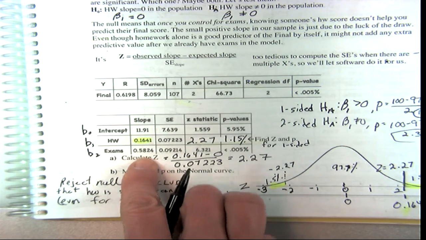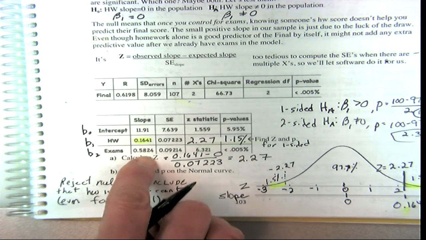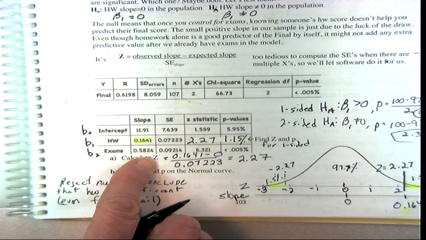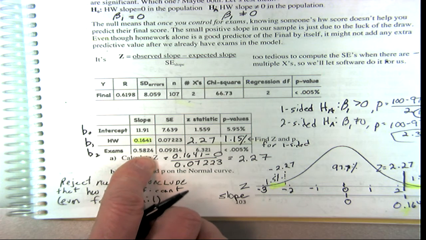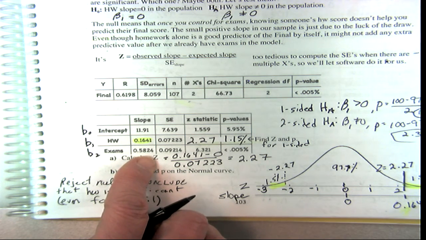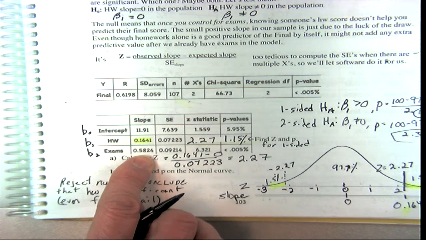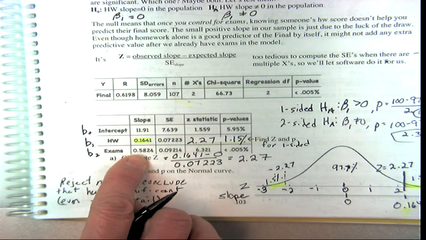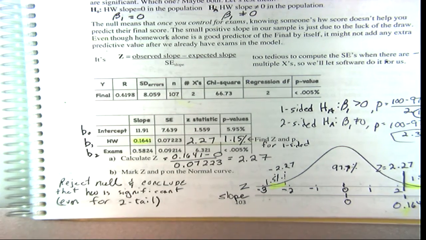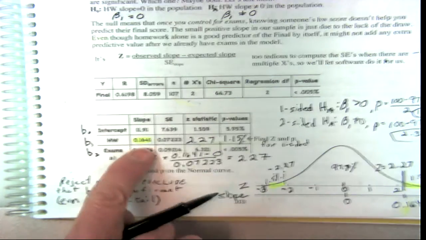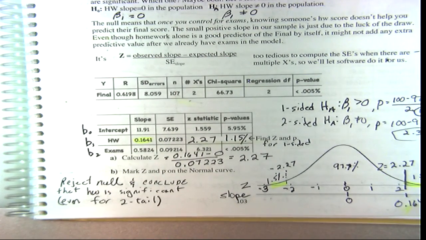What does that mean? It means that for each additional point on your exam score, let's say take 2 people who have the same homework average, and one of them has 1 higher exam point average. That means on the average, their final exam score is 0.5824 higher. So almost 6, so 10 points higher would be about 6 points higher on the final. That's a much bigger effect. Okay? That's what's going on.